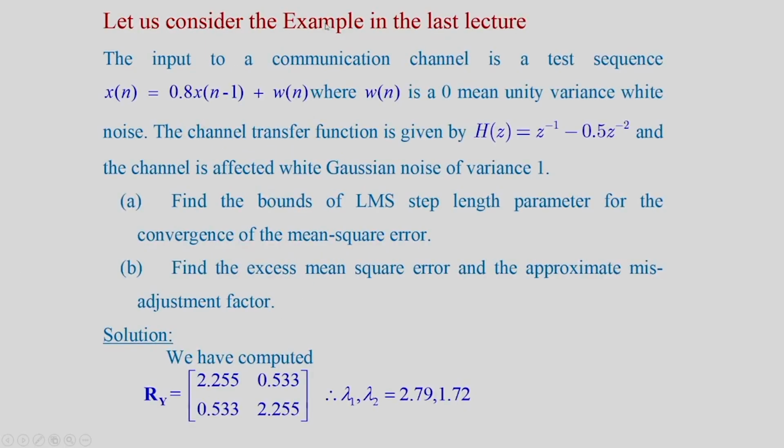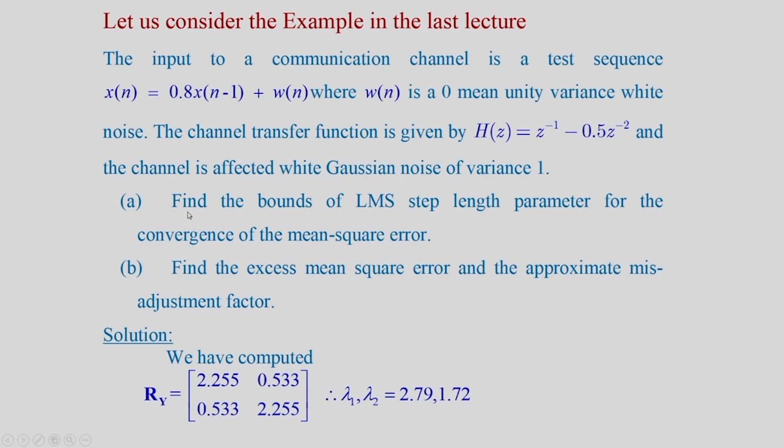Let us consider the example in the last lecture. The input to a communication channel is a test sequence given by x(n) = 0.8 x(n-1) + w(n), where w(n) is a zero mean unity variance white noise. The channel transfer function is given by H(z) = z^-1 - 0.5 z^-2, and this channel is affected by white Gaussian noise of variance 1.